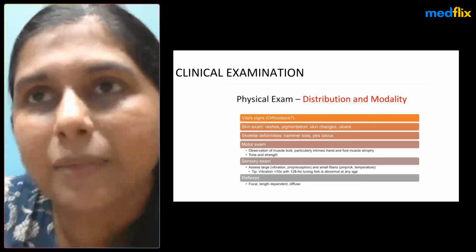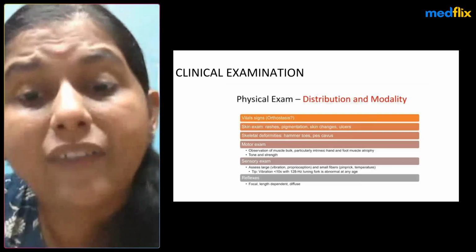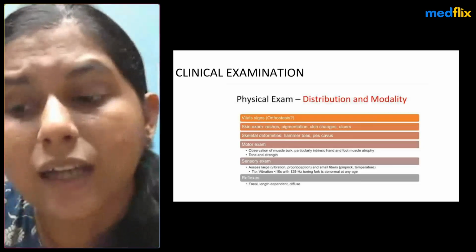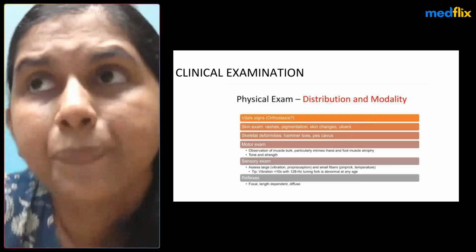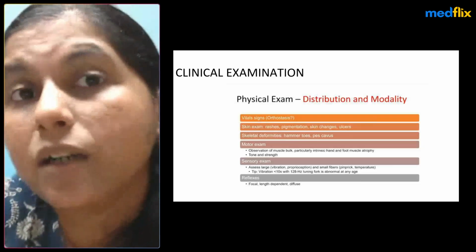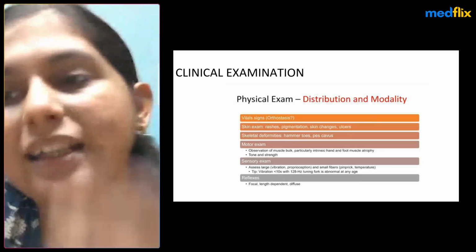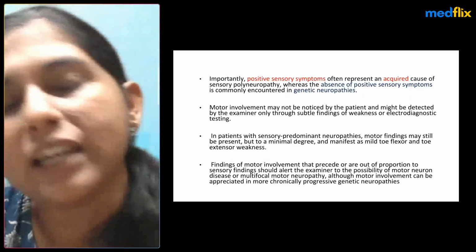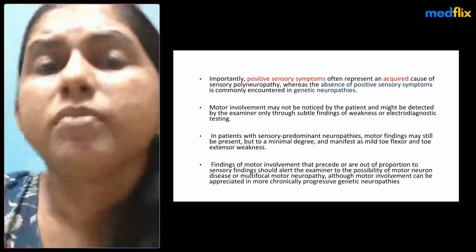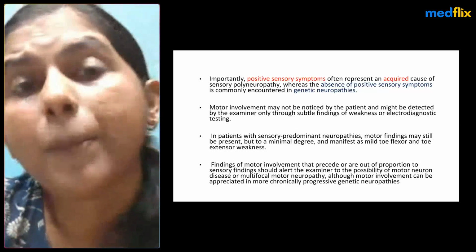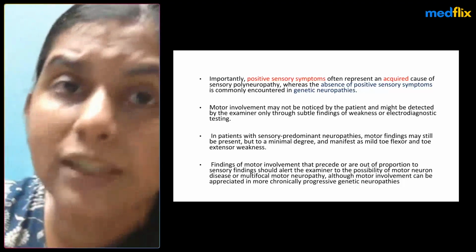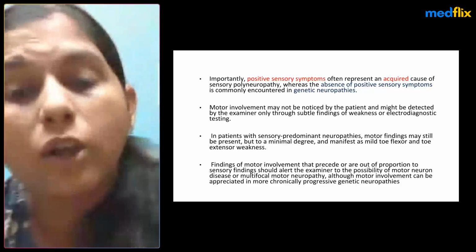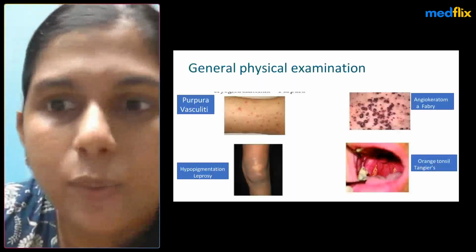And sensory exam is something which is very sensitive. Using a 128 hertz tuning fork, starting from the distal-most areas and going proximally, can pick up the earliest of peripheral neuropathies. And then of course reflexes. So this was a very brief clinical examination of what we will do. And what we need to remember is that while positive sensory symptoms are quite commonly seen in acquired neuropathies, absence of positive sensory symptoms is commonly encountered in genetic neuropathies as well.